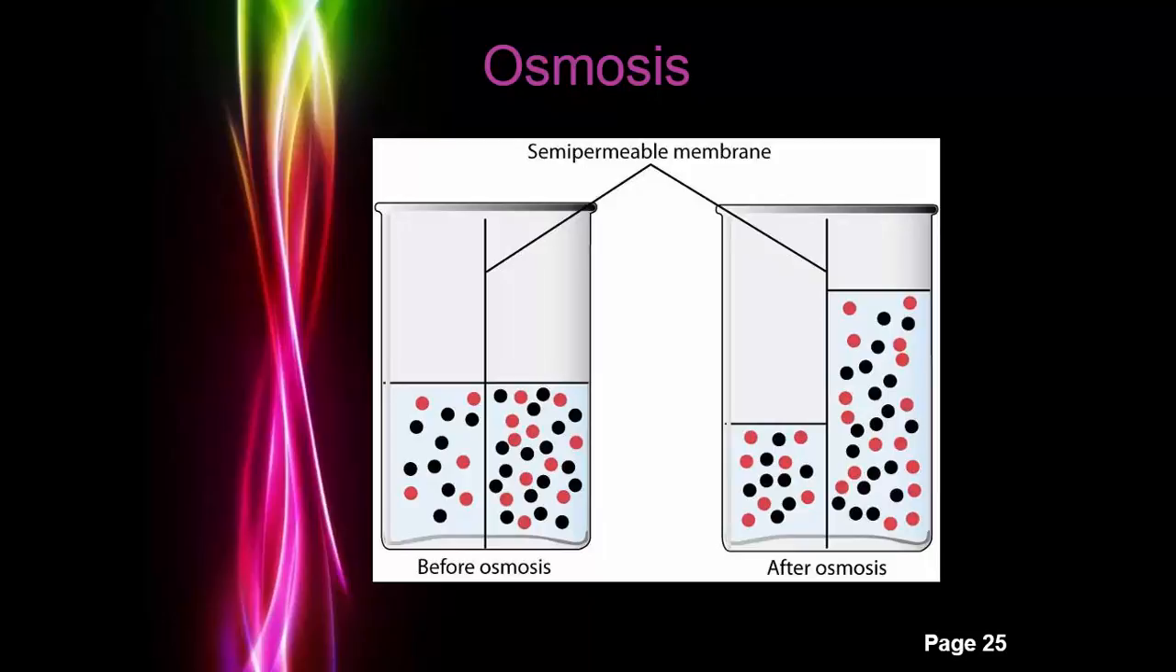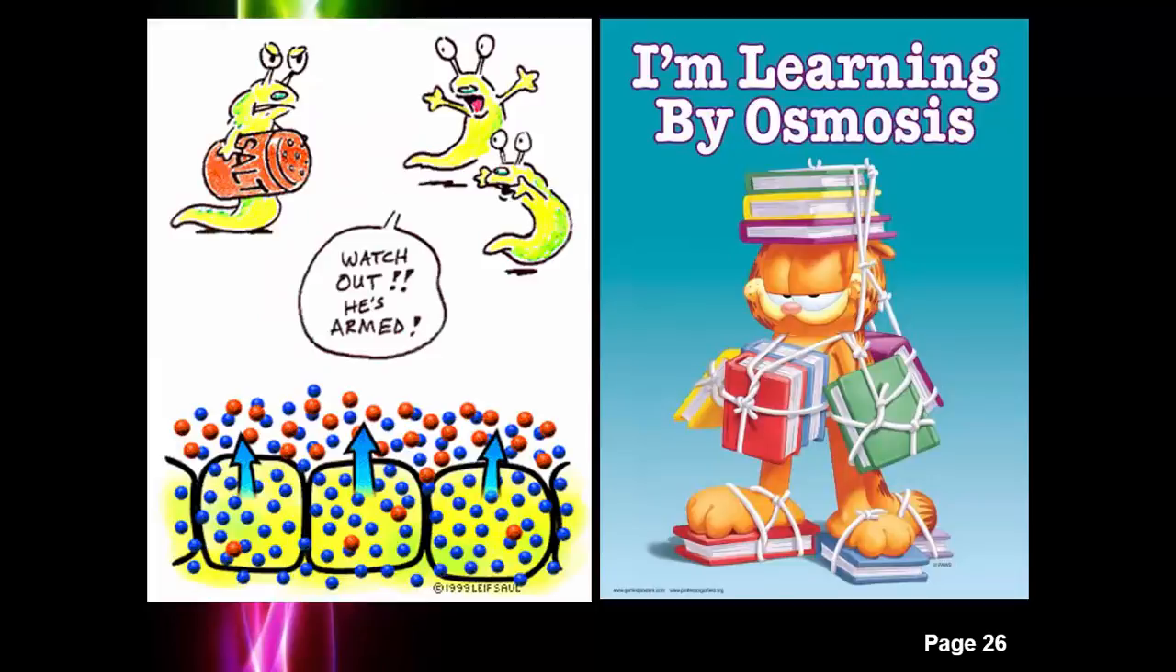And so this is an example of osmosis, and you see your semipermeable membrane. You can see before osmosis and after, and remember it's the water that is moving to make the concentration the same.